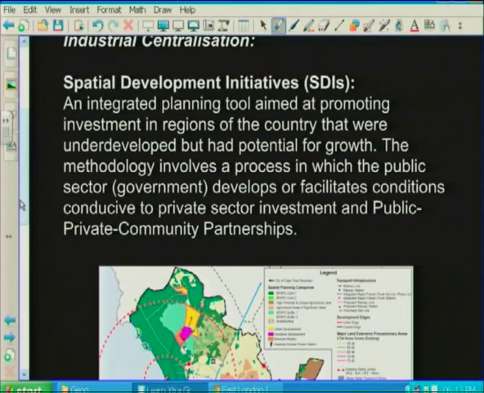Here's the definition of what a spatial development initiative is. It's an integrated planning tool aimed at promoting investment in a particular region in the country which is underdeveloped but has potential for growth. The methodology involves a process in which the public sector, the government, as well as public-private partnerships or business, big business, people that have money, work together and build a spatial development initiative.